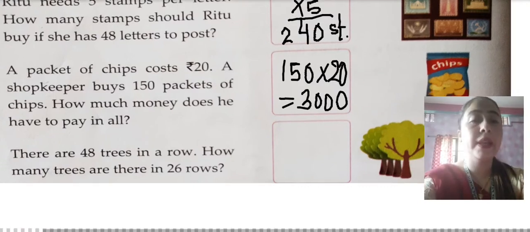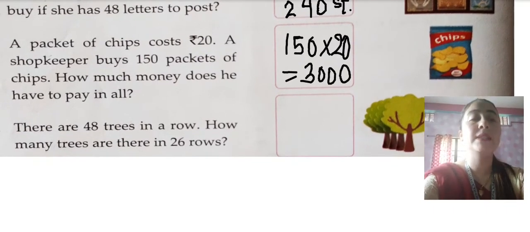So children, I have written the answer directly. You have seen how I have multiplied. Now next, question number 3. There are 48 trees in a row. How many trees are there in 26 rows?